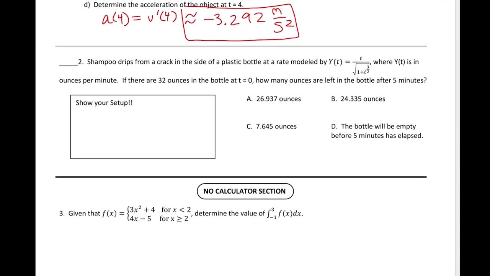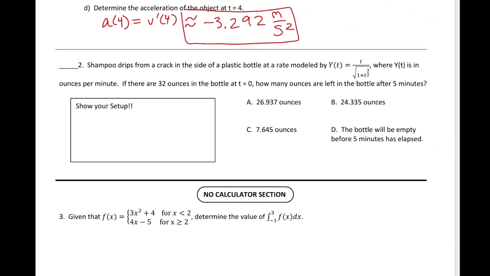It says shampoo drips from a crack in the side of a plastic bottle at a rate modeled by this function y. Now this is a rate, so this is the derivative of some other function. Okay, this function's measured in ounces per minute. And so the antiderivative of this function is going to be in terms of minutes. Okay, so it says if there are 32 ounces in the bottle at time equals 0, how many ounces are left in the bottle after 5 minutes?